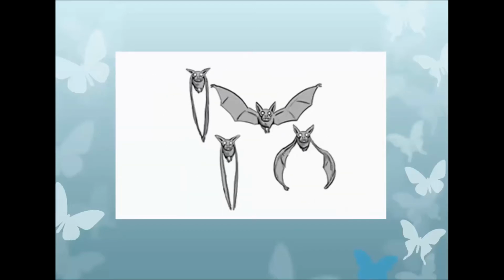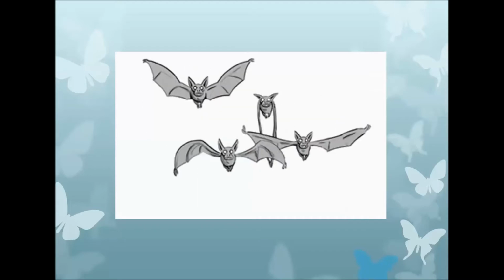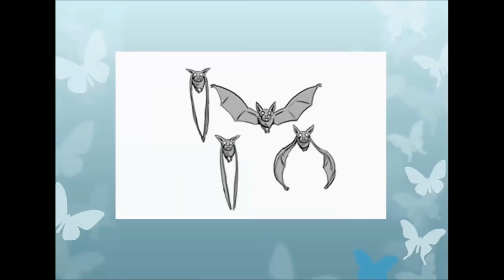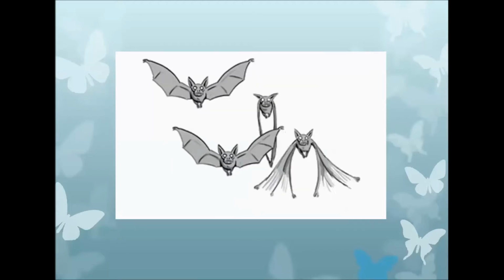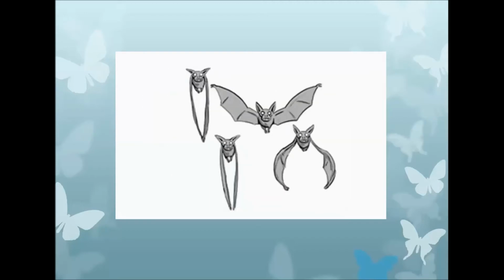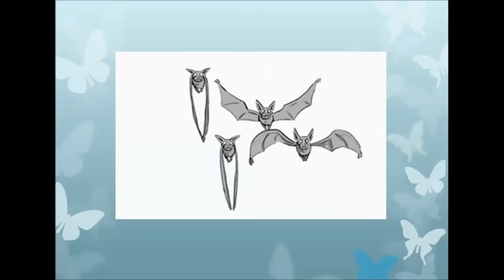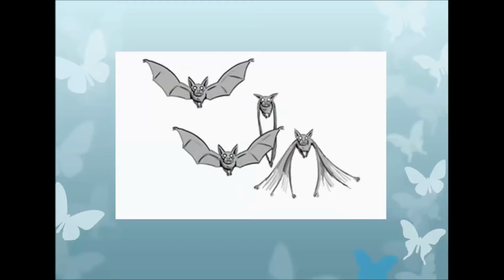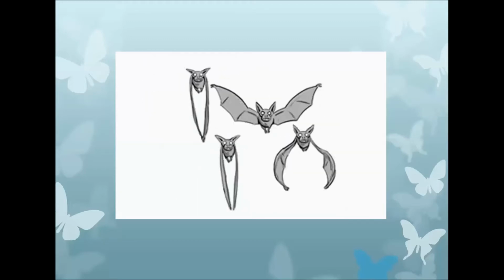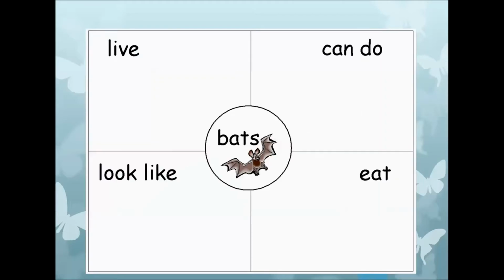In part 1, we looked at how to use a graphic organizer to collect information on a research project. We decided we were going to do our research project on bats. This is the graphic organizer that we started with. Let's review how we gathered all of our research about bats.